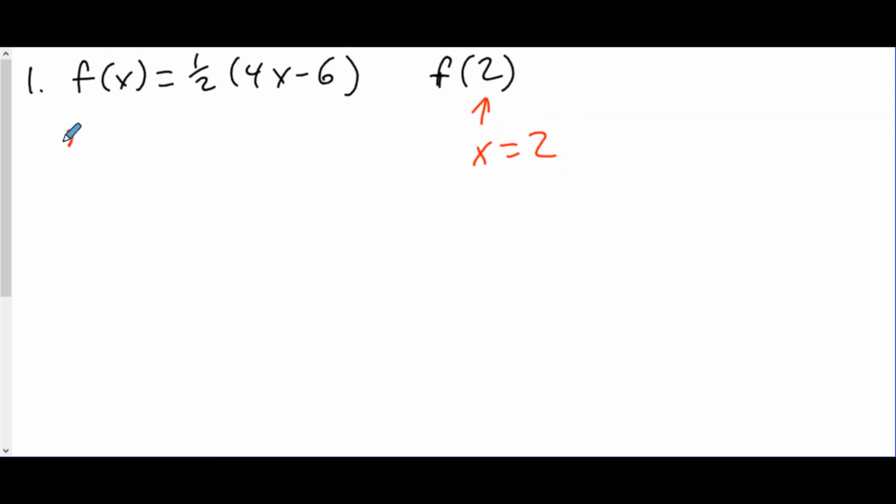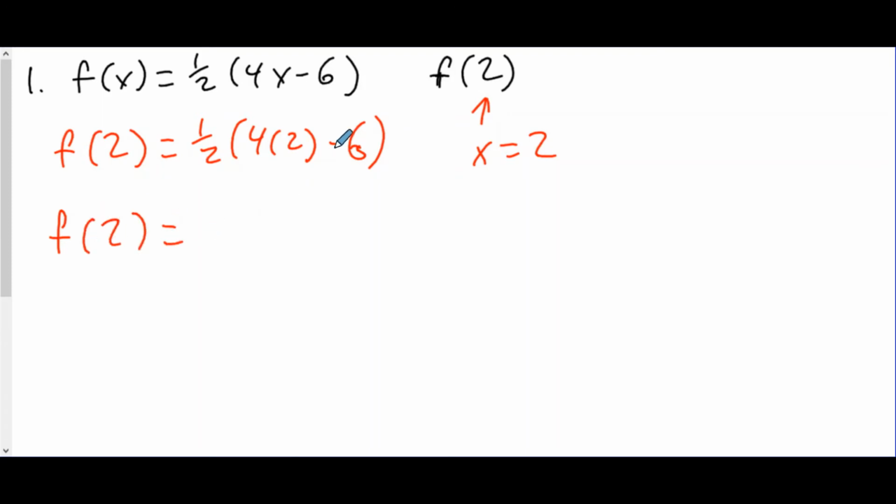So we are going to write f of 2 equals 1/2 times (4 times 2 minus 6). And now we're going to solve. Now on the left, this is again not multiplication. We don't have to do anything with this. I'm just going to leave it as f of 2. And then over here, I'm going to follow my order of operations. So I would do parentheses first and then multiplication.